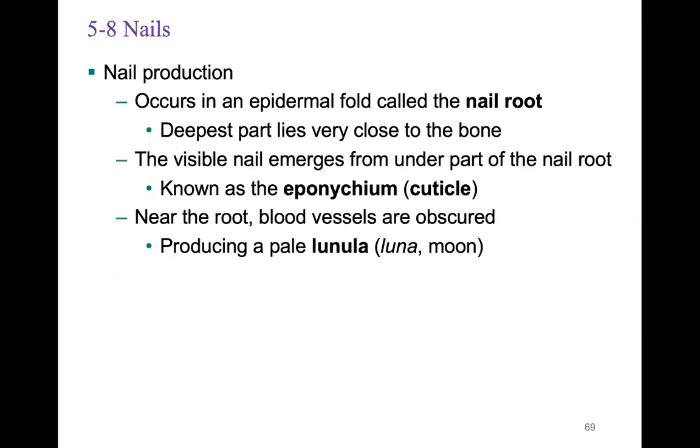Nail production will occur in the epidermal fold called the nail root. This is the deepest part that lies very close to the bone. The visible nail will emerge from under part of the nail root, and this is known as the cuticle. Near the root, blood vessels are obscured, and this will actually produce what we refer to as a lunula, or luna, or moon-shaped area. And if you look, you sort of have a crescent-shaped pale area just at the area where the nail bed emerges from the skin.